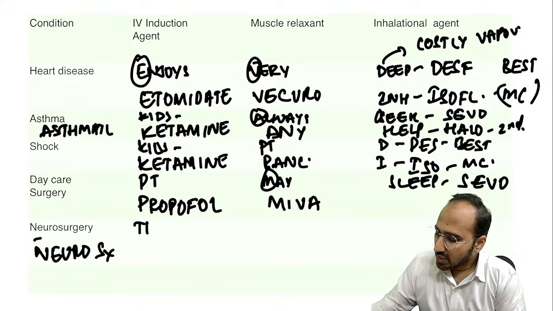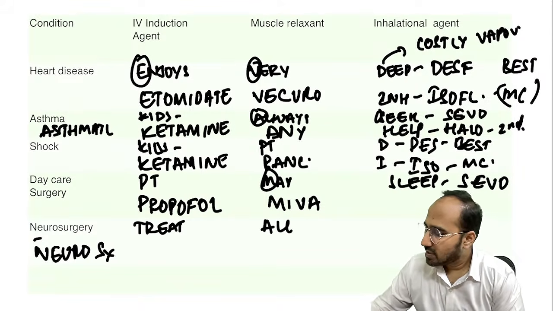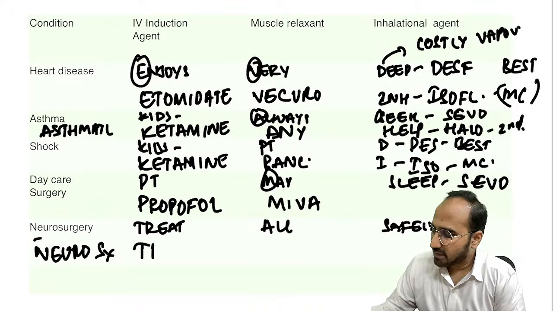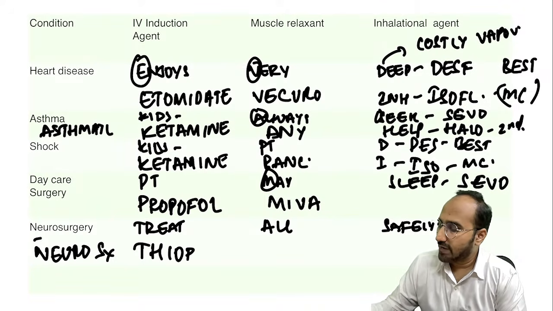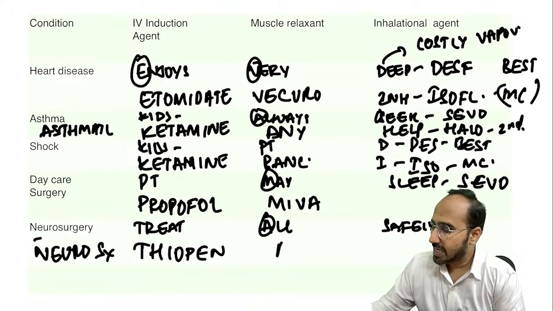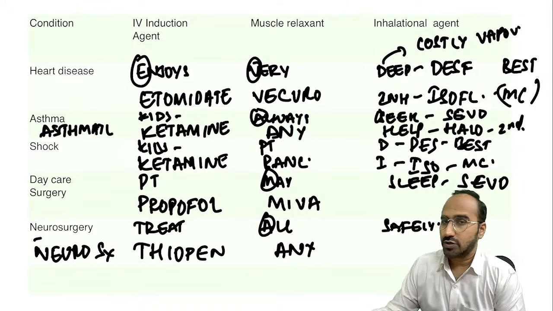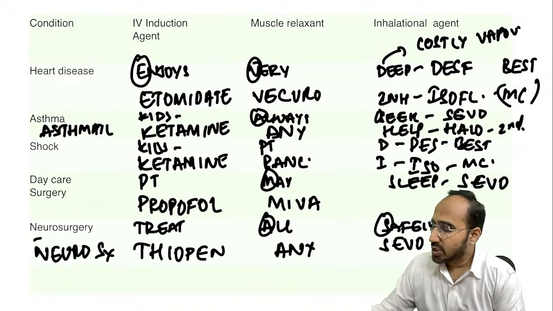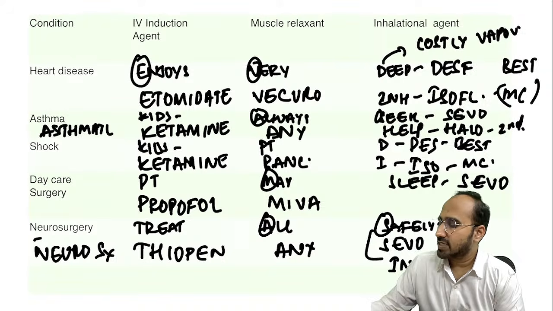Neurosurgeons treat all patients safely. T stands for what? What is the IV induction agent? Thiopentone. Any muscle relaxant could be given. Okay. Inhalational agent for neuro is sevoflurane. So you can remember: neurosurgeons treat all patients safely insane. So I stands for isoflurane.